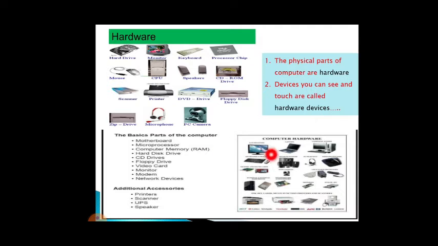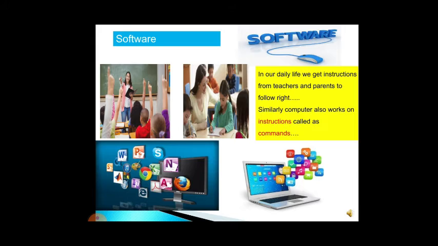So here there is some list of the hardware devices. So the physical parts of the computer are called as hardware devices. They are physical here. So we can touch the device and see. So they are called as hardware devices. Next, let us see what is software.